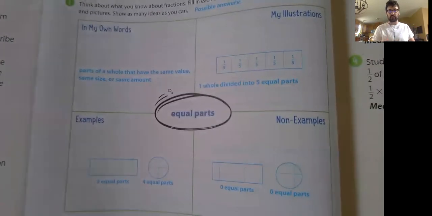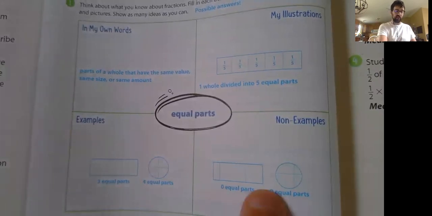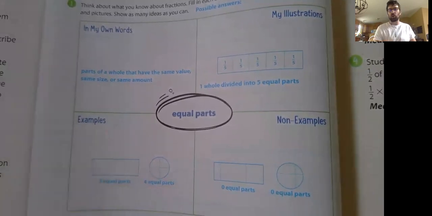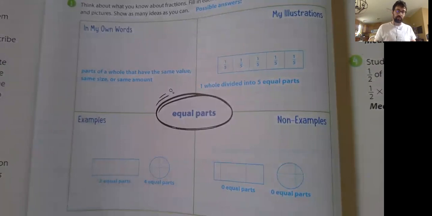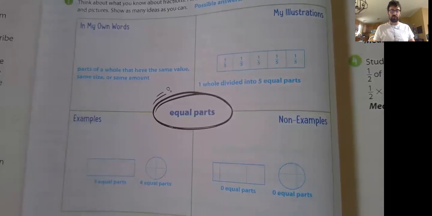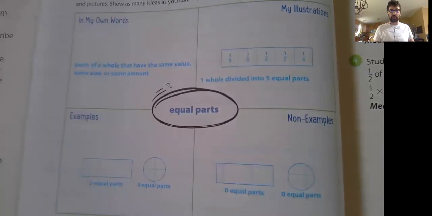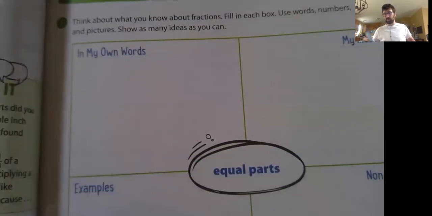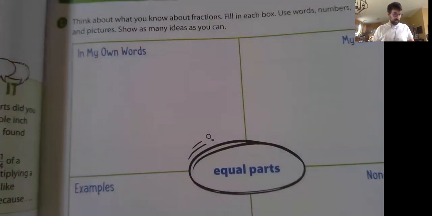So you can always pause this and jot your notes in. You can write your own examples. In non-examples, these are not equal parts. These examples, these are equal parts. So just use the basics. Don't overdo this. This is actually pretty straightforward. The important thing is that parts of a whole that have the same value, same size, or the same amount is the definition that we can use for that. But don't overdo that. We're good. You can pause it. If I'm going too fast, you can always go back and pause it again, right?